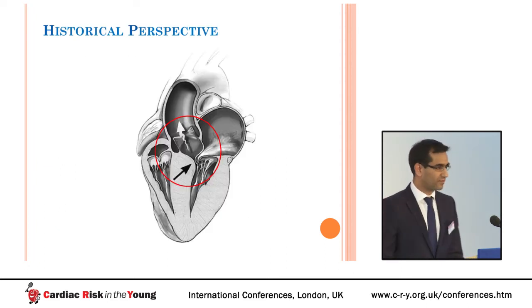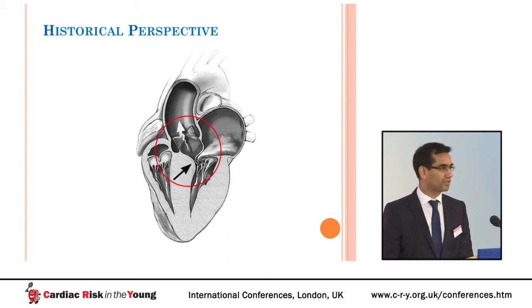So, just to start with a little bit of historical perspective. An enlarged heart with obstruction to blood flow was described throughout the 17th and 18th centuries and associated with various symptoms, including palpitation, chest pain, and syncope, which was then known as swooning.